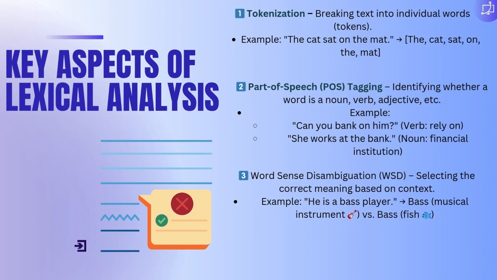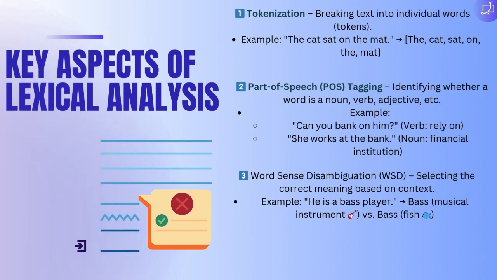Part of speech, POS, tagging: identifying whether a word is a noun, verb, adjective, etc. Example: "Can you bank on him?" Verb, rely on. "She works at the bank." Noun, financial institution. Word sense disambiguation, WSD: selecting the correct meaning based on context. Example: "He is a bass player." Bass, musical instrument, versus bass, fish.